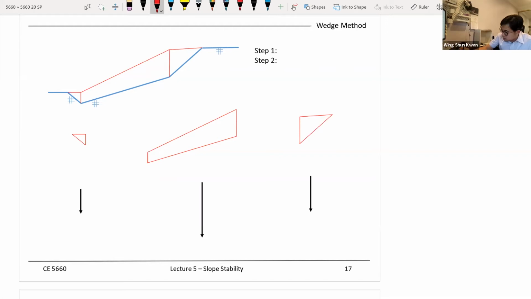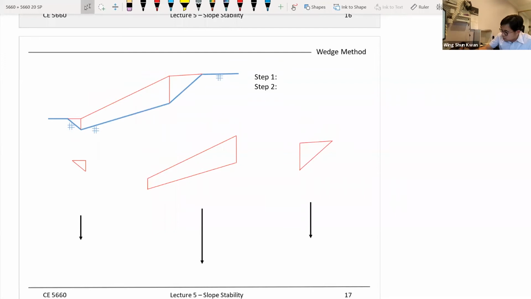So the next thing I want to talk about is the wedge method. The wedge method tries to solve the problem with force equilibrium.